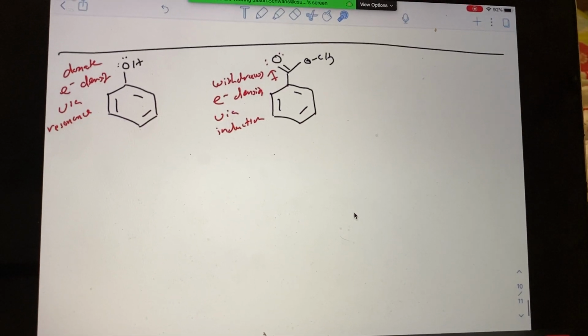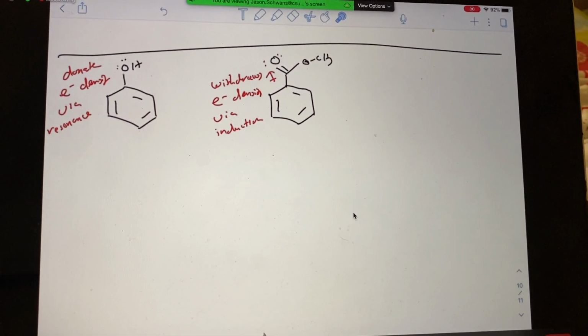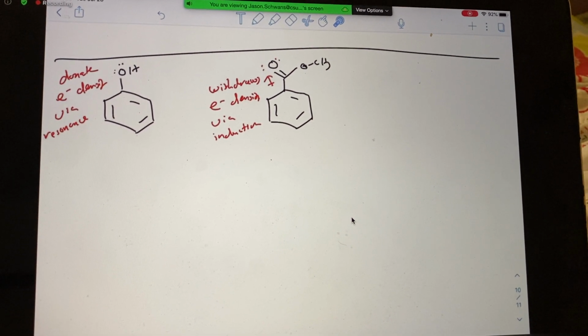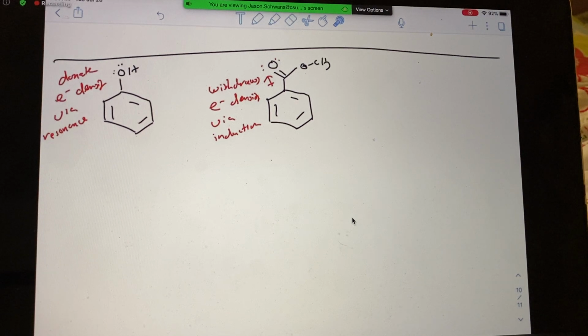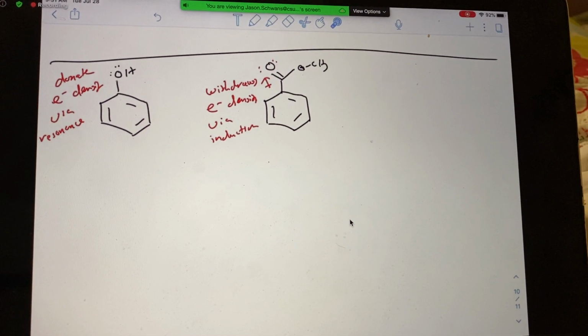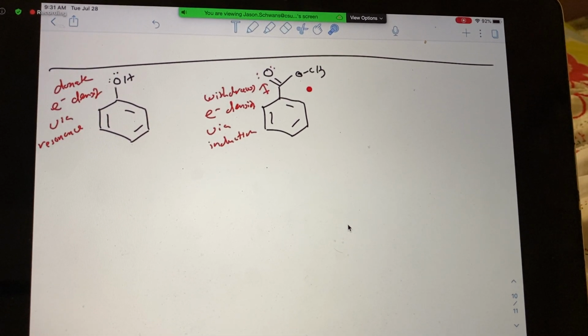Nuclei that are meta-directors and deactivating groups are ones that have an electron withdrawing group connected to the ring, but not with a lone pair of electrons on the atom directly connected. I said that in a really clunky way, so let me try it again. Notice we have this ester here connected onto the benzene ring.